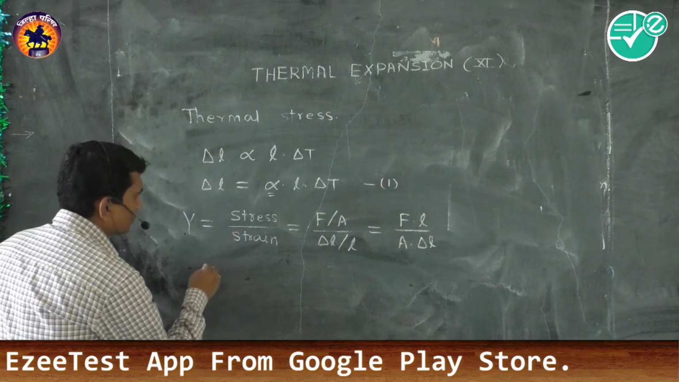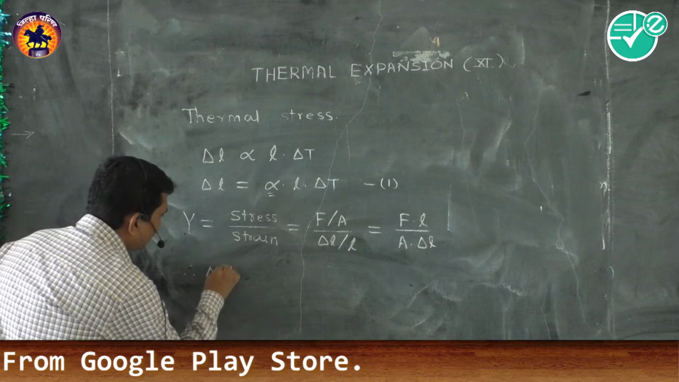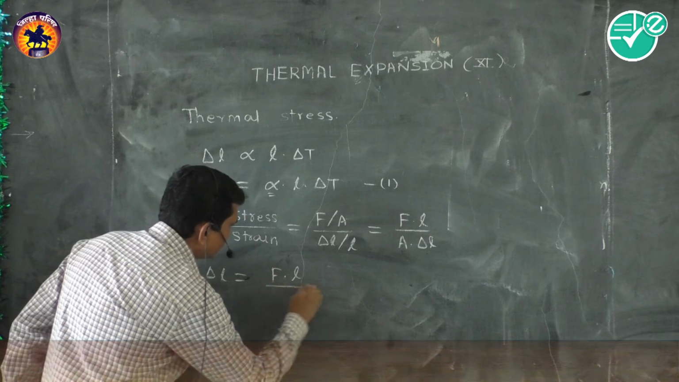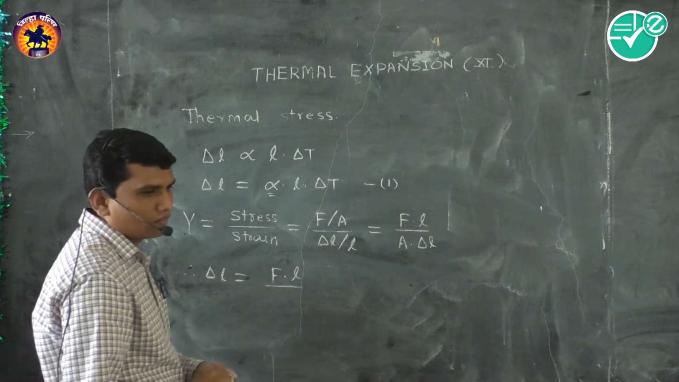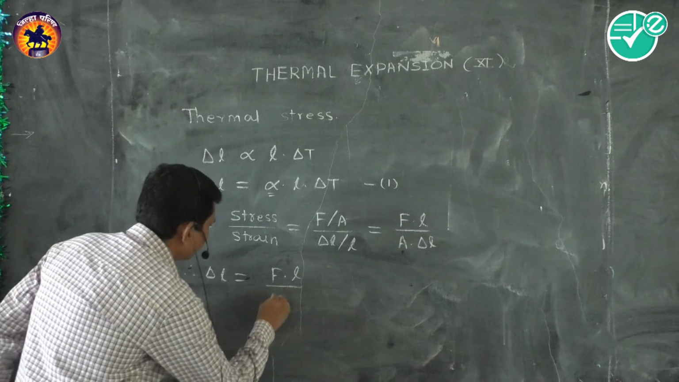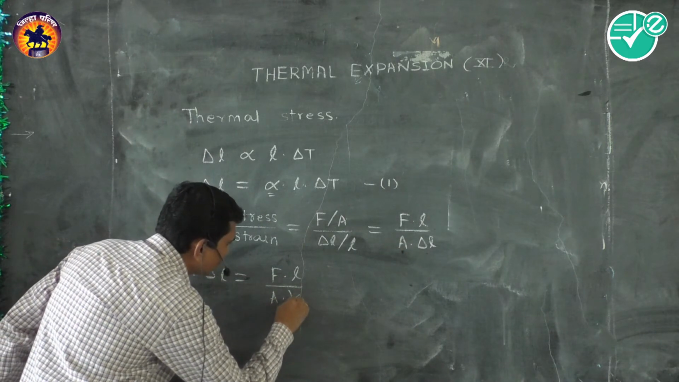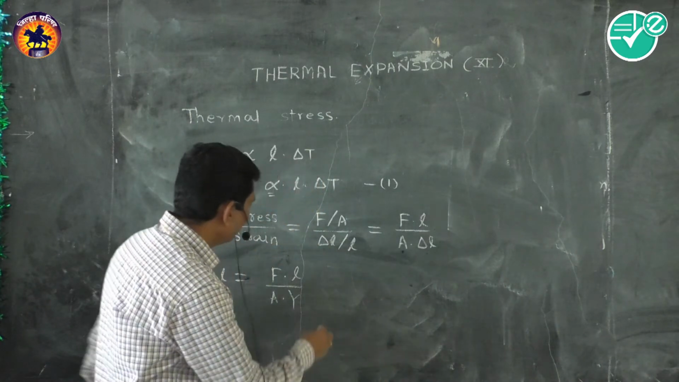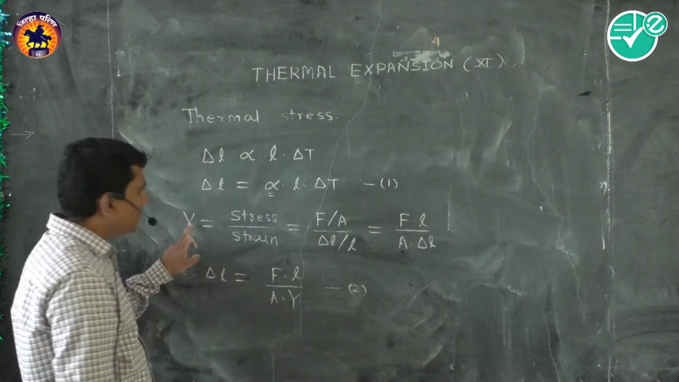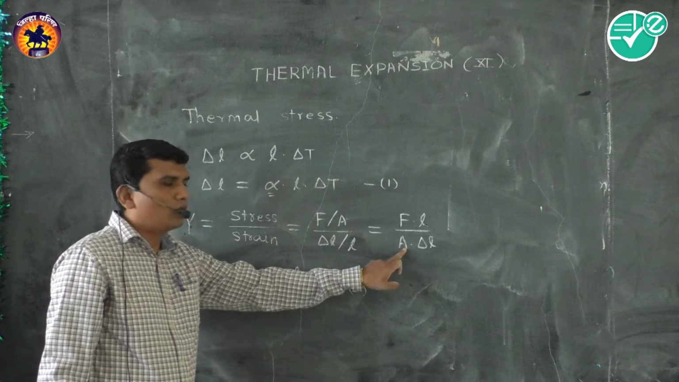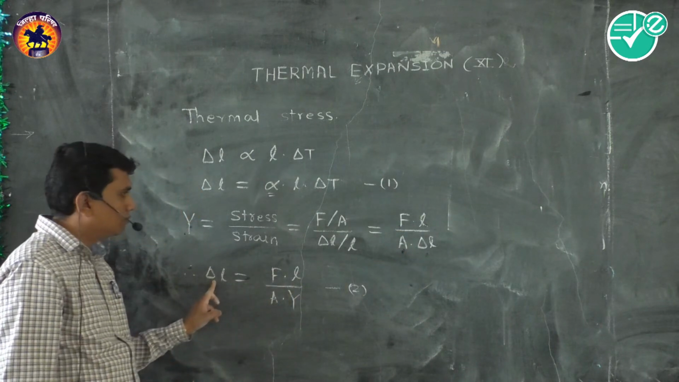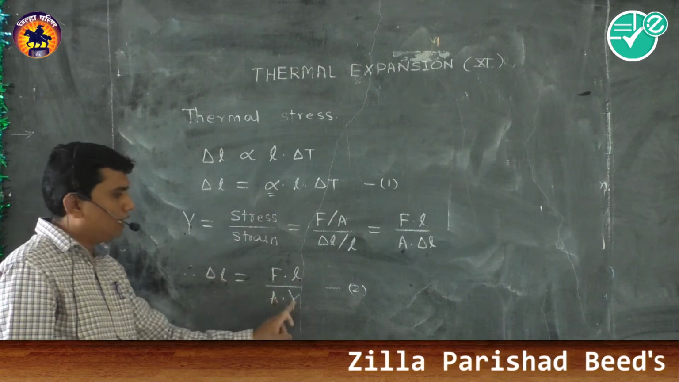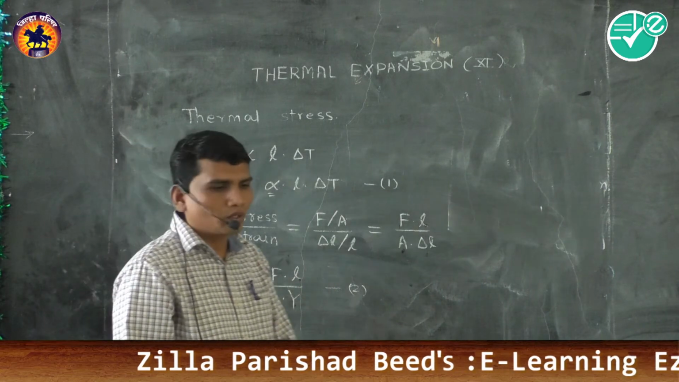Or we can write delta L is equal to F into L upon A into Y. Let us call this equation number 2. From the relation Y equal to F into L upon A into delta L, on rearranging the terms, delta L equal to F into L upon A into Y. We have called this equation 2.